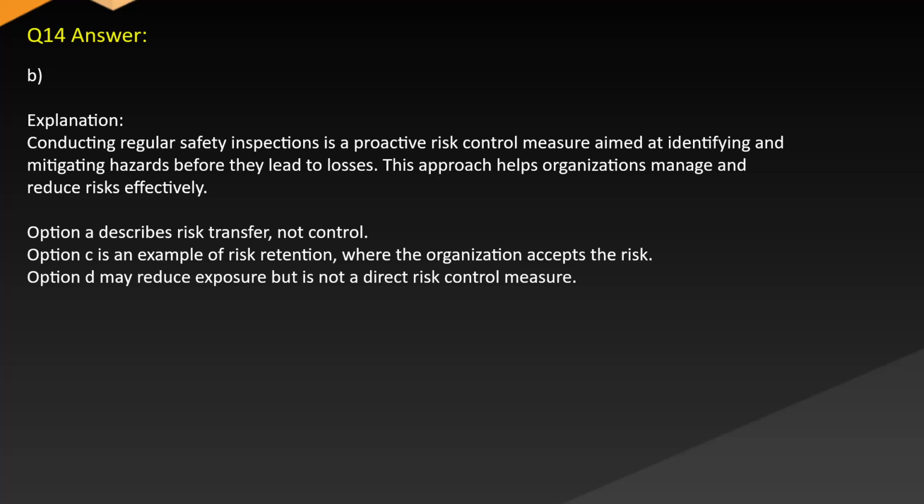Answer: B. Explanation. Conducting regular safety inspections is a proactive risk control measure aimed at identifying and mitigating hazards before they lead to losses. This approach helps organizations manage and reduce risks effectively. Option A describes risk transfer, not control. Option C is an example of risk retention, where the organization accepts the risk. Option D may reduce exposure but is not a direct risk control measure.